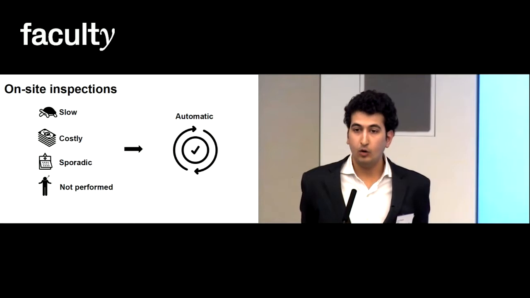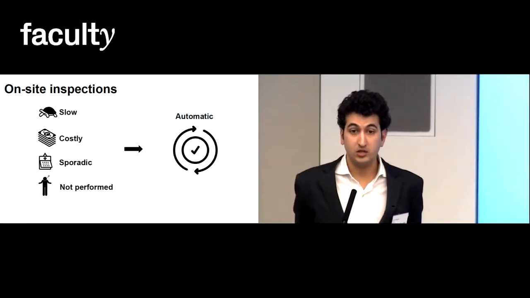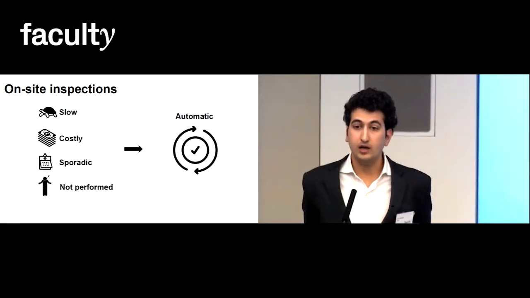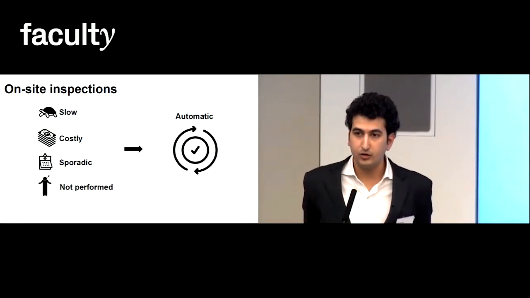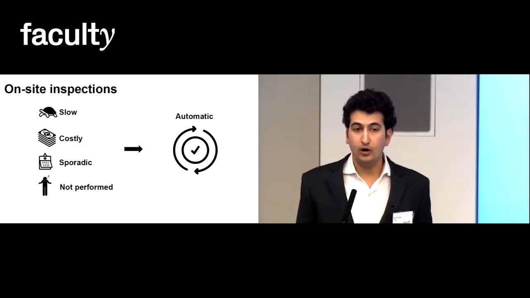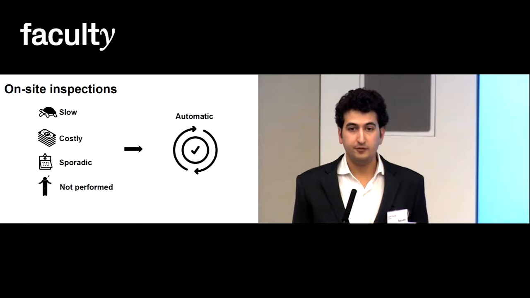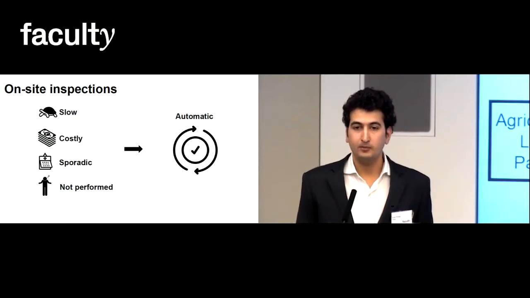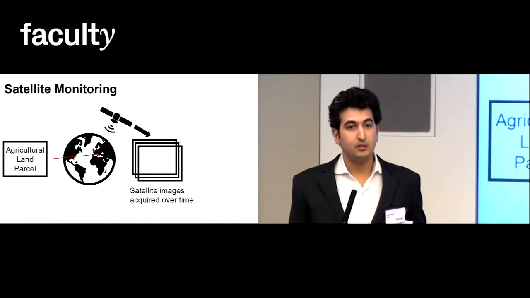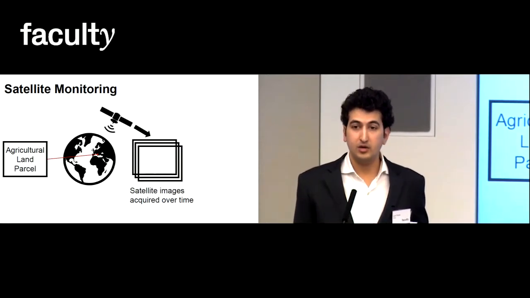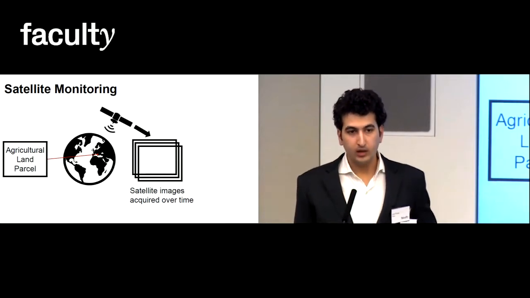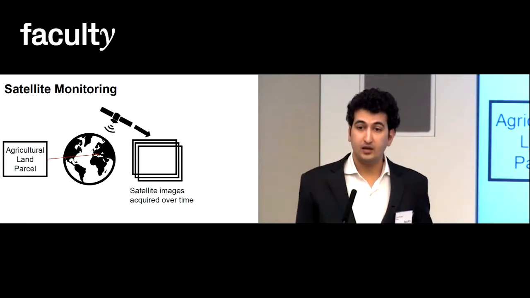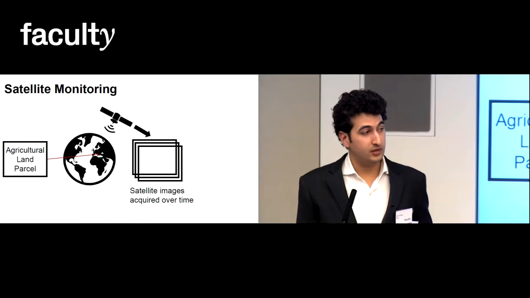Now, currently, on-site inspections are the default monitoring option to avoid these situations. But these can be slow, costly, sporadic, and in many situations are not even performed at all. And so we could save millions of euros in auditing costs or undetected fraudulent claims if we could automate this inspection process. And this is where satellites come in. Satellites map the Earth's surface and acquire images of cropland areas. And this information from satellites can be matched to the declared land parcel information associated with subsidies.